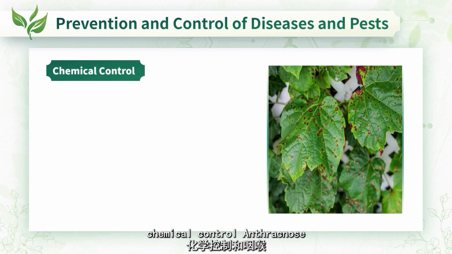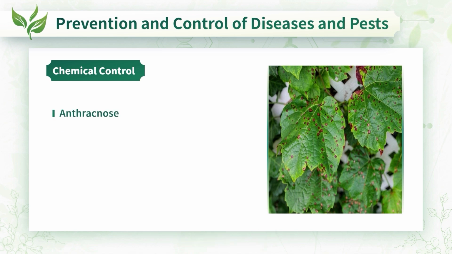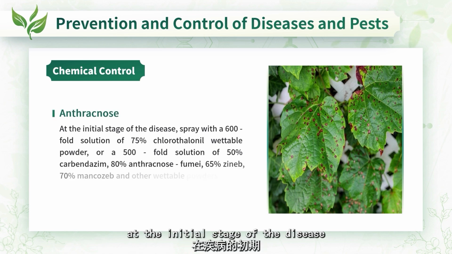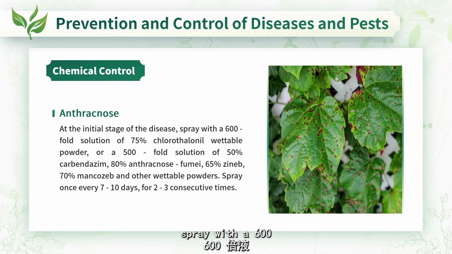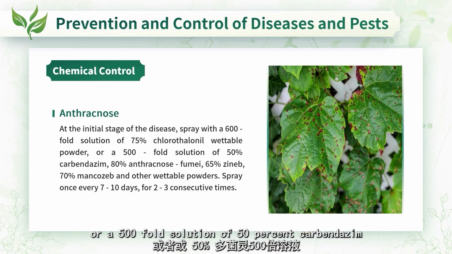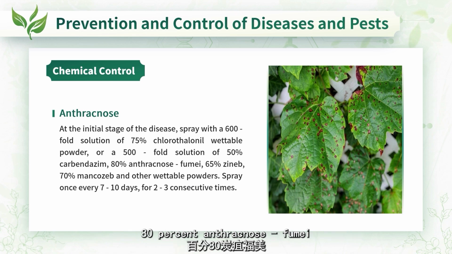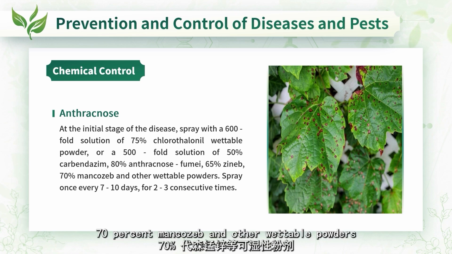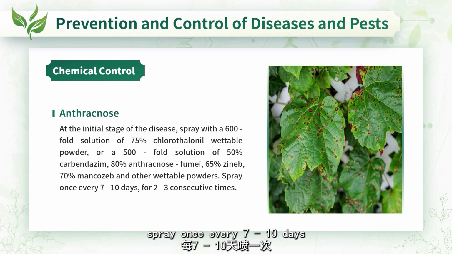2. Chemical control. Anthracnose. At the initial stage of the disease, spray with a 600-fold solution of 75% chlorothalonil wettable powder or a 500-fold solution of 50% carbendazim, 80% anthracnose fumai, 65% afropunk, 70% mangazab and other wettable powders. Spray once every 7-10 days, for 2 to 3 consecutive times.